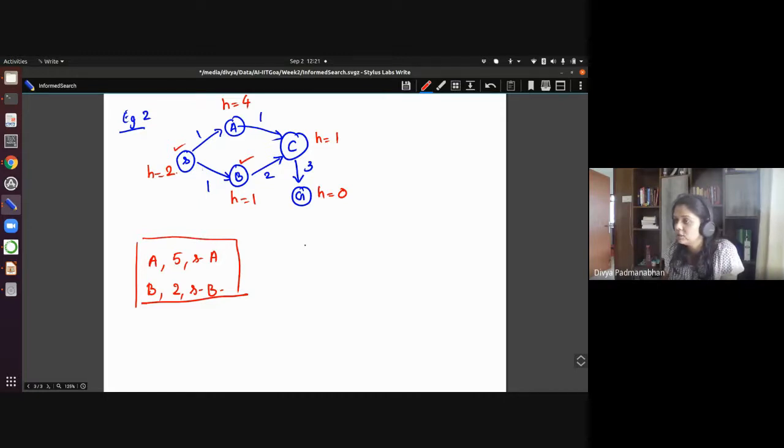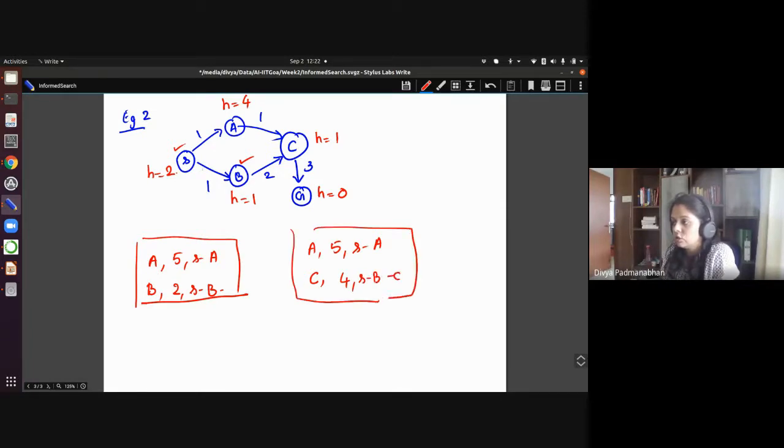And what's going to happen? The queue will have A, 5, SA, and B has one neighbor. So C, what's going to be the total priority? 4, and you have SBC. And you're going to pop C. There's just one neighbor, so you only look at the outgoing neighbors, right? You don't look at incoming nodes. So the next state is going to be A5SA.